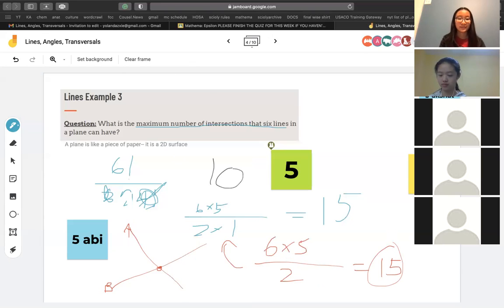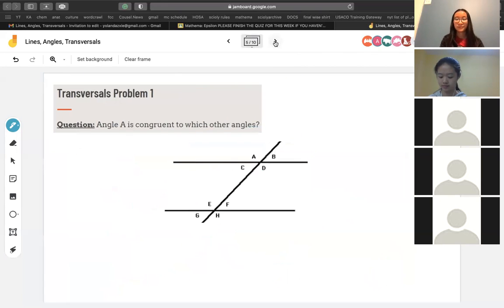And don't worry if that doesn't make sense. I think we will have a lesson on probability later on.